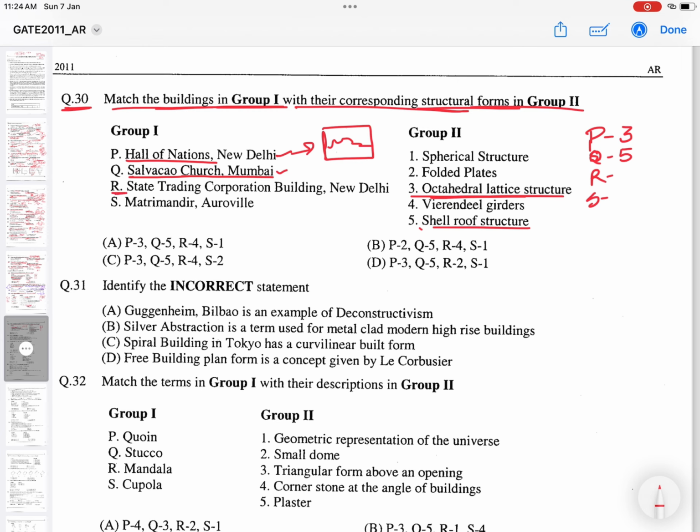Now State Trading Corporation building, New Delhi. It's 4-1. Matri Mandir, Auroville, easy peasy. If you don't know it, you should check it out. It's like this one, so it's a spiral structure. So the best match answer is 3, 5, 3, 5, 4. Matri Mandir is 2. So A is the correct option. Now coming on to question number 31. Identify the incorrect statement.